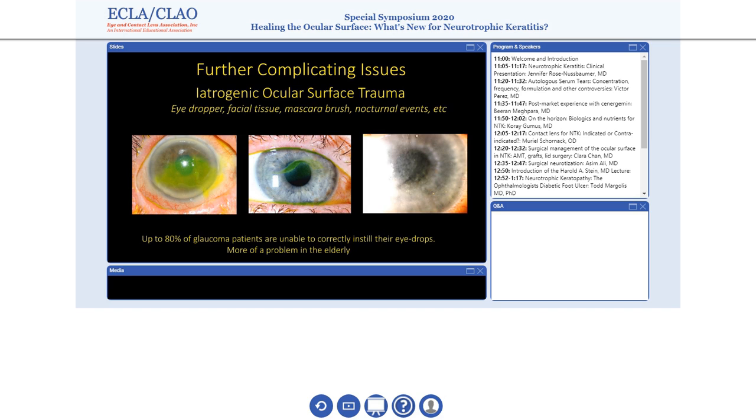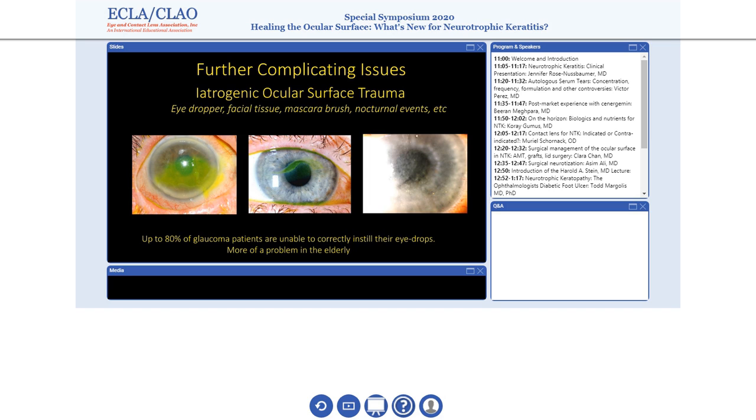And then they put the bottle down. They took the Kleenex, and they wiped it across the surface. And so I started asking all my patients, show me what you do. And it's unbelievable how often this happens in your neurotrophic keratopathy patients.